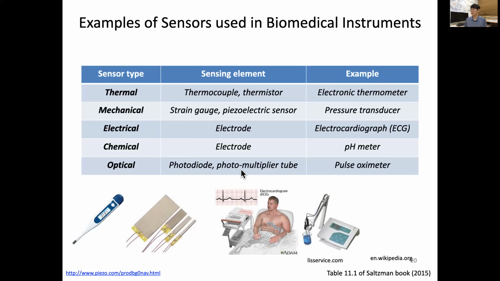And what are examples of this optical sensor? One of the vital sign and important ones is the pulse oximeter. A pulse oximeter uses light transmitted through our biological tissue where there is a blood vessel, so that we can measure the oxygen concentration, the saturation of oxygen in the tissue.